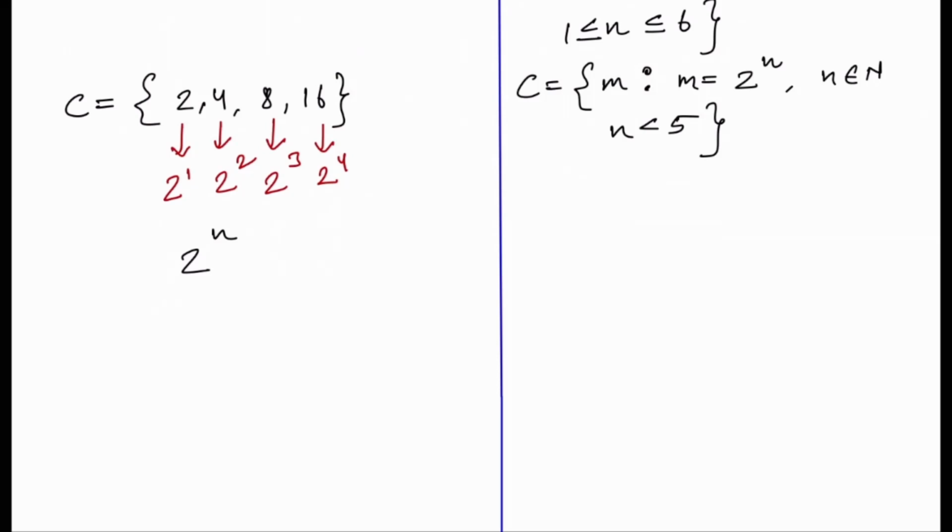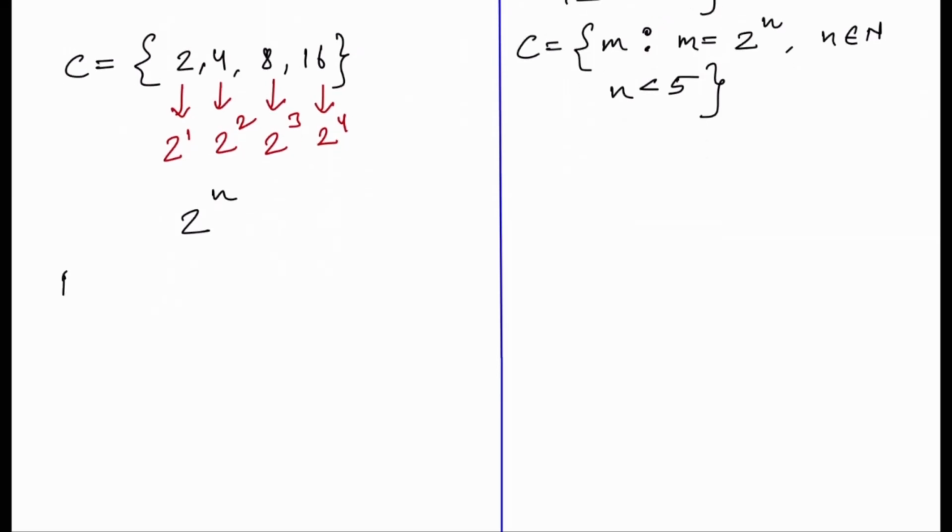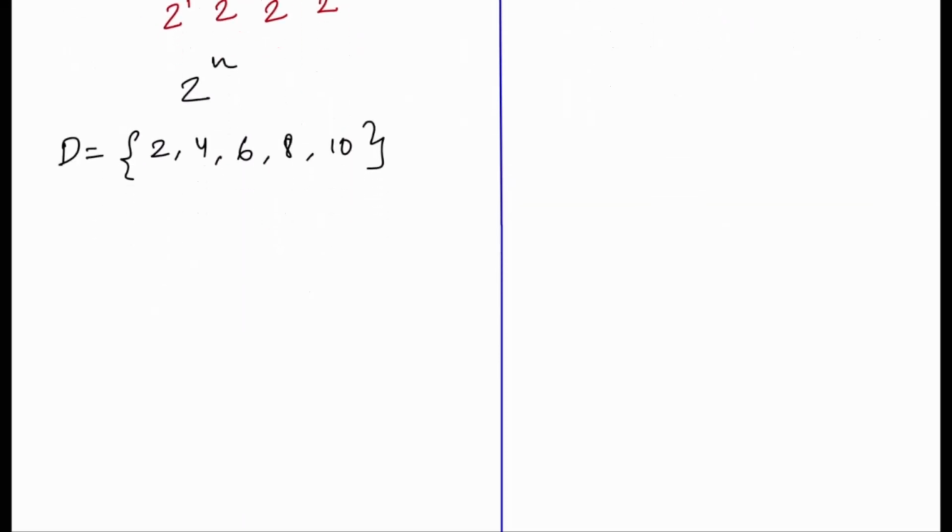Next we will see some other examples. Let's say there is set D. Now set D has elements 2, 4, 6, 8, 10, up to 10. In two ways we can write this set in set builder form.